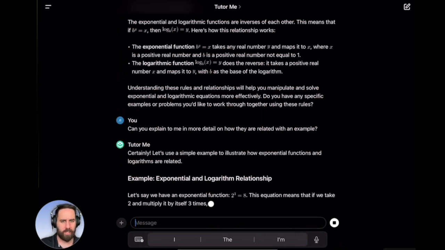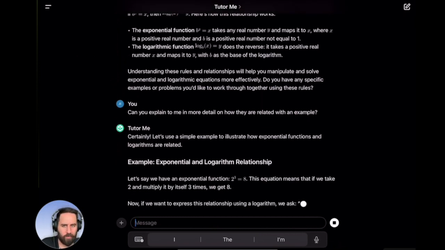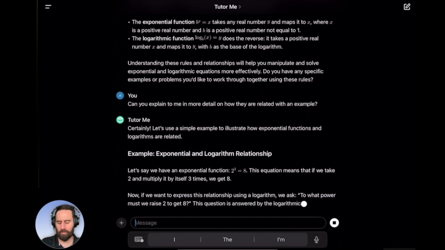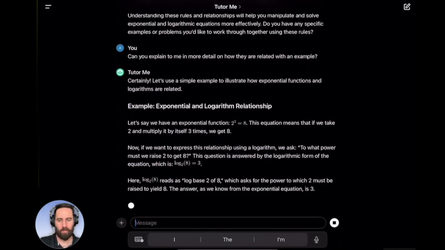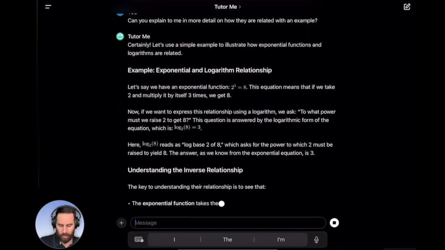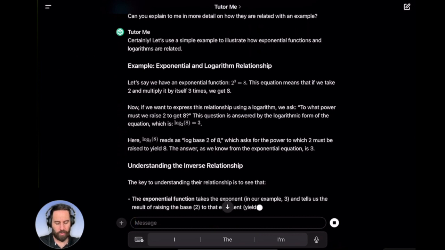Certainly, let's use a simple example to illustrate how exponential functions and logs are related. Because on this homework sheet, there's a bunch of logs and exponential functions. So let's see what we do. Let's say we have an exponential function, 2 raised to the third equals 8. Yep, 2 times 2 is 4, 4 times 2 is 8. Good. This equation means that if we take 2 and multiply it by itself 3 times, we get 8.